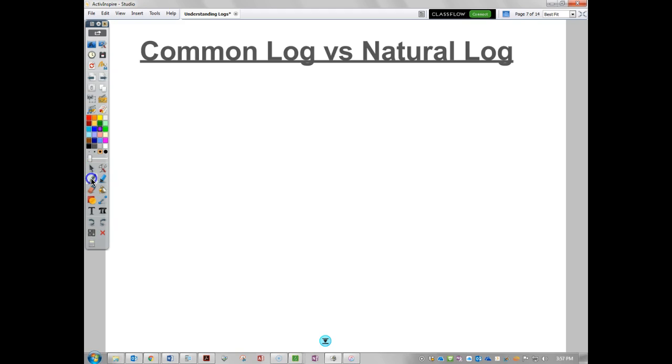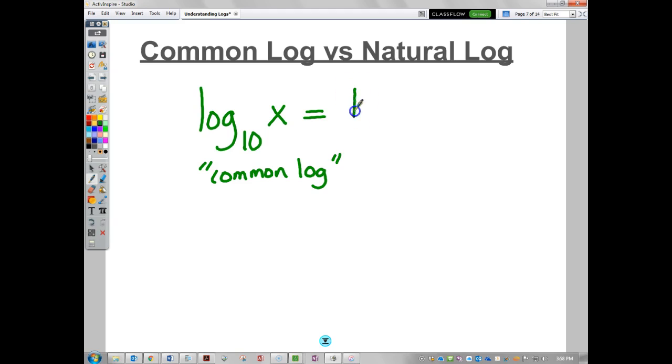Alright, common log versus the natural log. Logs are defined by their bases, and some logs are used a lot more than others. Whenever a log has base 10, we call that the common log. It's used a lot. And it's so common that you're allowed to write log without writing the base. So whenever you see a log with no base, it's automatically base 10. And when you press the log button in your calculator, you're using the common log.